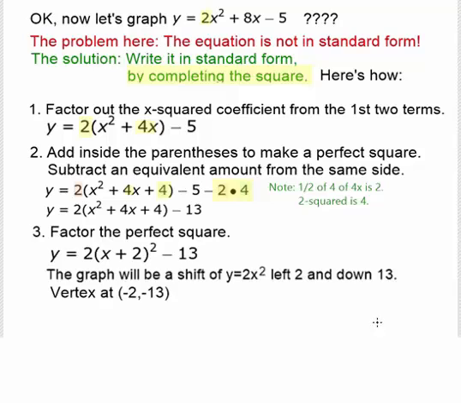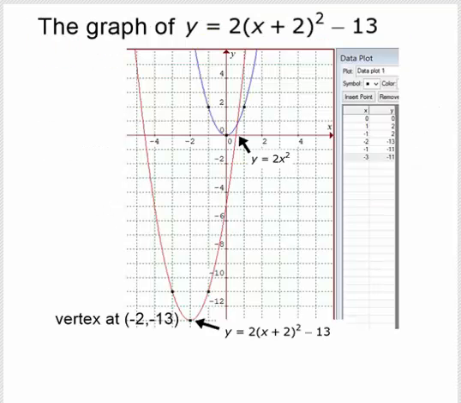Okay, now we have a perfect square. x² + 4x + 4 factors as (x + 2)(x + 2). So we can write this as y = 2(x + 2)² - 13. That's our standard form. The graph will be a shift of 2x², and we're moving that vertex left 2 and down 13. And here's our graph.